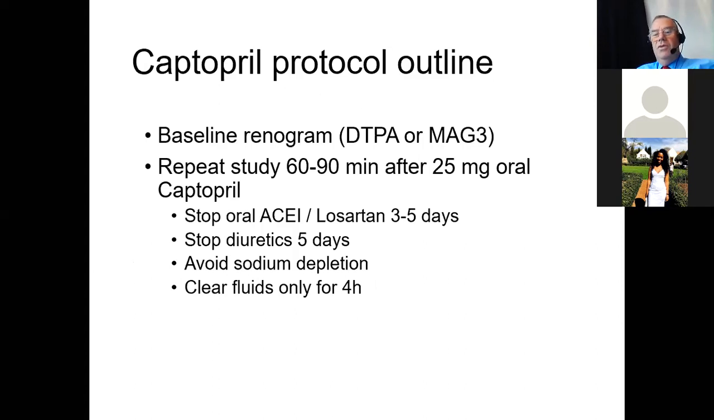You avoid sodium depletion, and that's mainly done by stopping diuretics. And you give them clear fluids for about 4 hours. And the reason they can't have milk or anything like that, a cup of tea or coffee with milk in, is that milk stops the absorption of the ACE inhibitor.